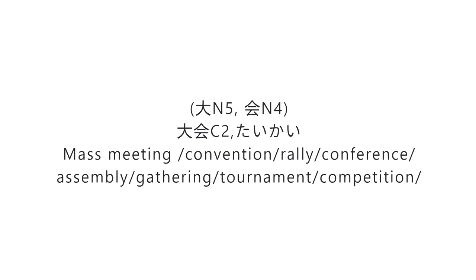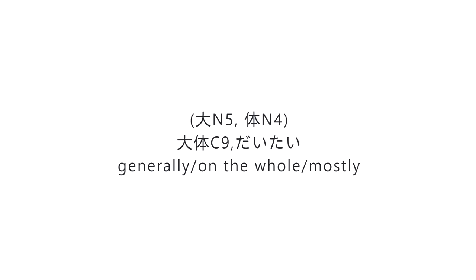So we have taikai, which is a mass meeting or games, Olympic Games, and we can see here that it has a C2 rating, which means that it's fairly commonly spoken, but not very common, and the kanji are easy, N5 and N4. So that's that. Big meeting. It's fairly simple, straightforward stuff. And daitai, notably, this has a C9 rating. This word is used very commonly, indeed.